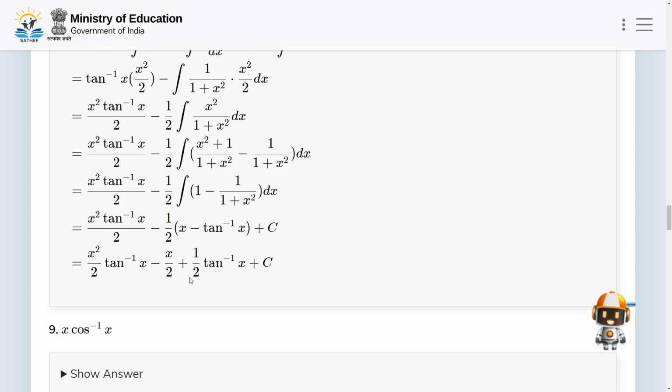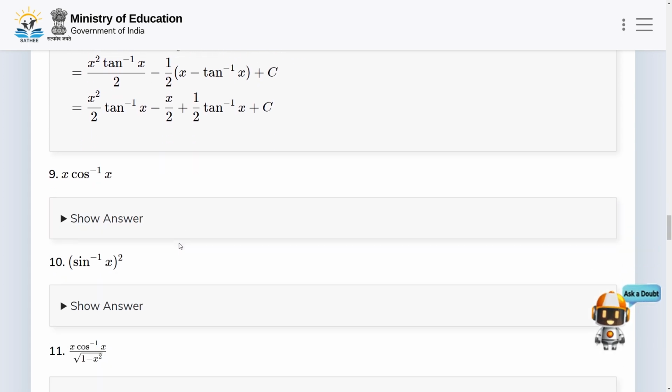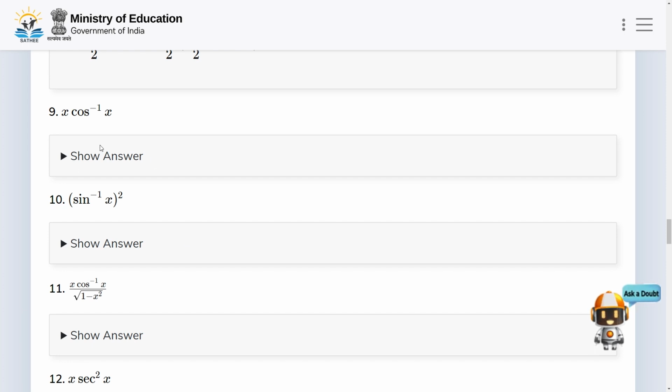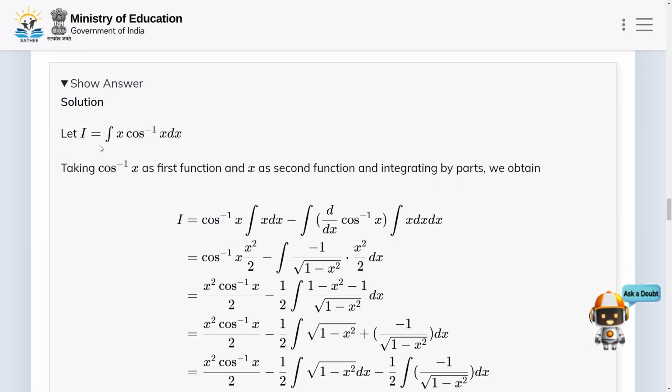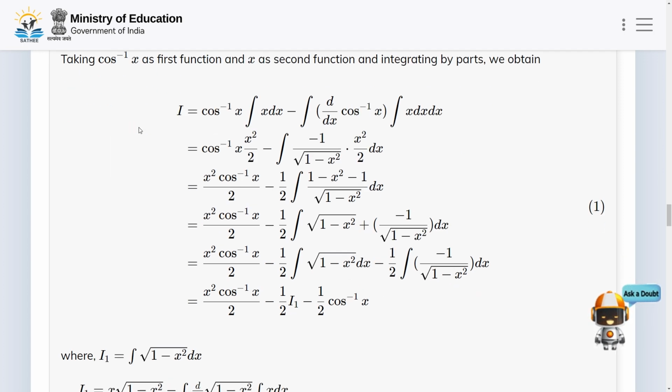Clear? Okay, now the ninth problem is x cos inverse x. So this means your inverse function will be your first function and x will be your second function. According to the by parts rule, the first function remains as it is. So cos inverse x, integration of second will be x square by 2, minus differentiation of first, which is minus 1 by root 1 minus x square, multiplied with integration of x, which is x square by 2.